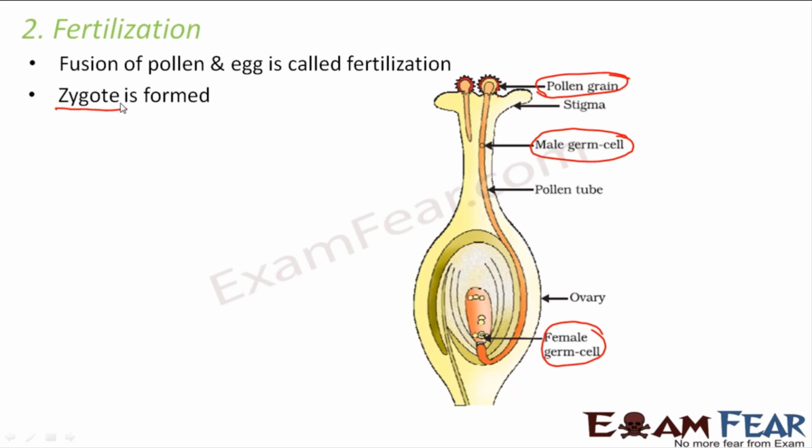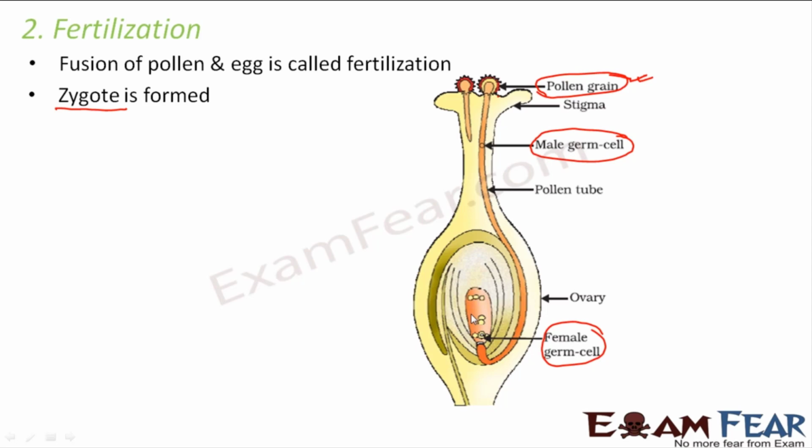Now, just now I told you that the pollen grain consists of two male gametes. So this is what I talked about: one male gamete will fuse with the egg to form the zygote. What happens to the other male gamete? The other male gamete will also come here and fuse with the secondary nuclei. Here you see some other nuclei. So it will fuse with these secondary nuclei and form endosperm.